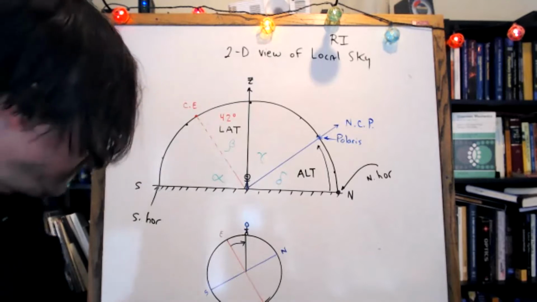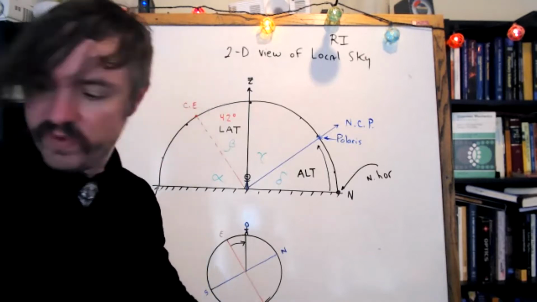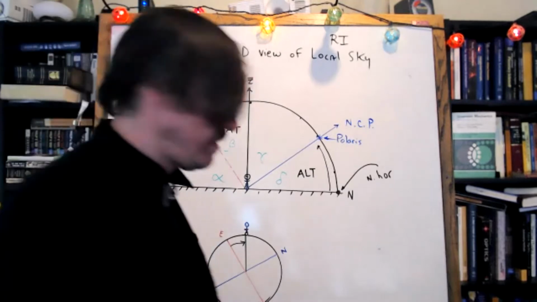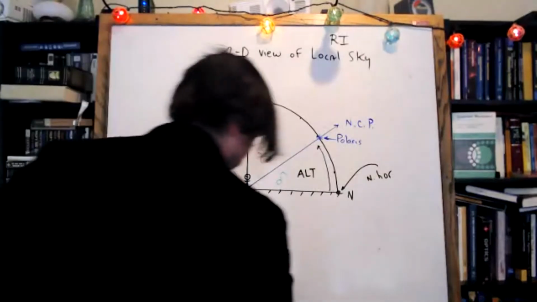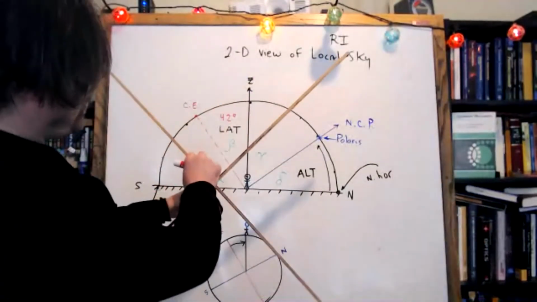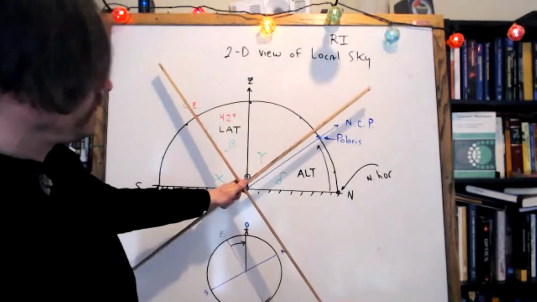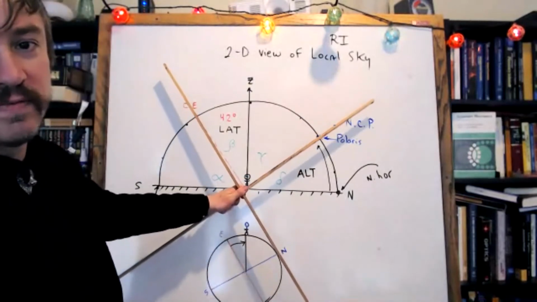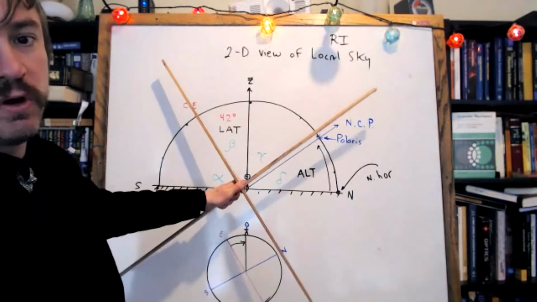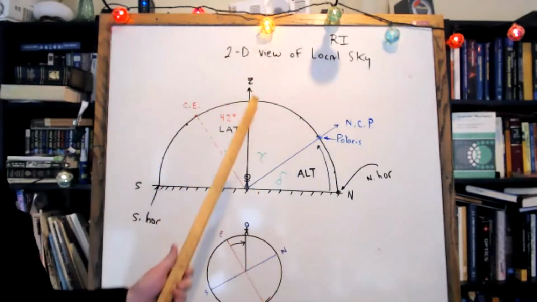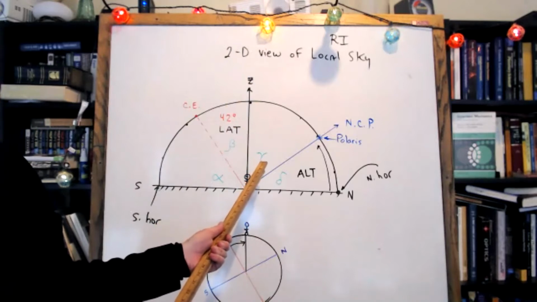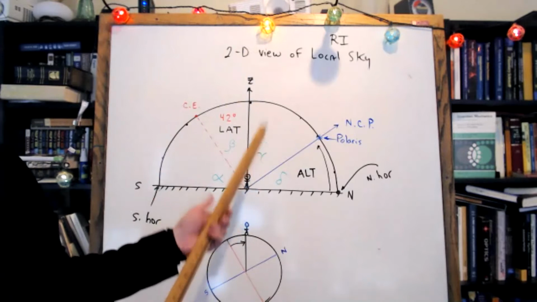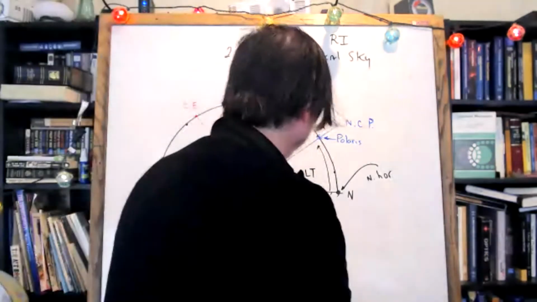Now, isn't it true that there's a 90-degree angle? Where's my other, oh, here's my other meter stick. Isn't it true that there's a 90-degree angle between the celestial equator and the North Celestial Pole, right? That makes sense. So if beta is 42 degrees, what would gamma be then? 48. 48, excellent. Let's write that in as well.